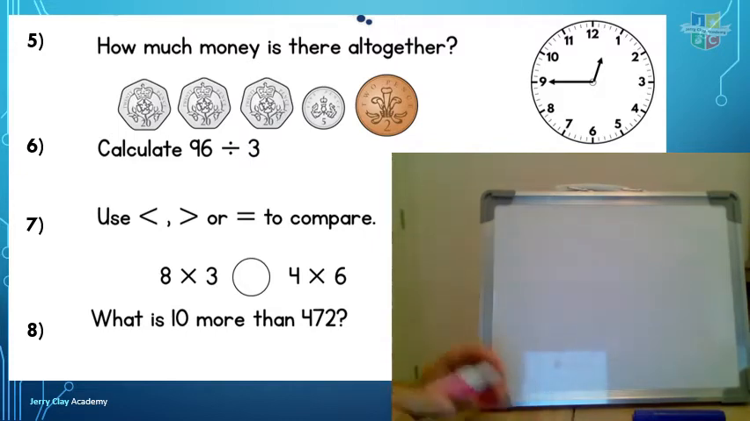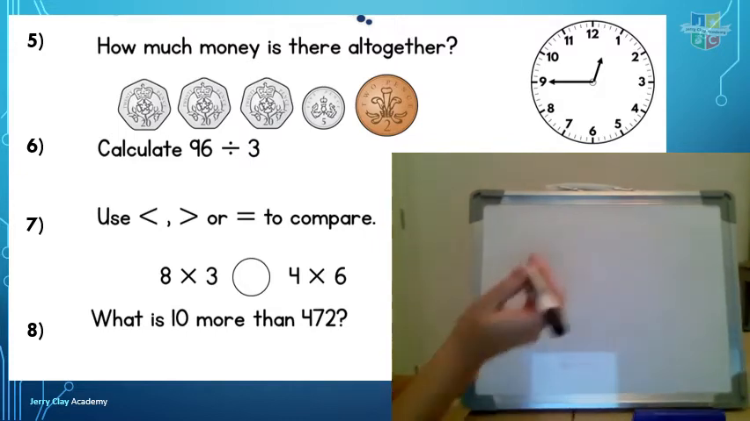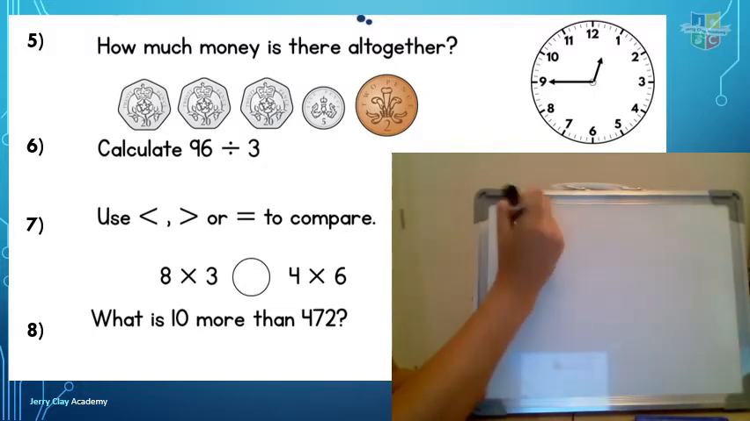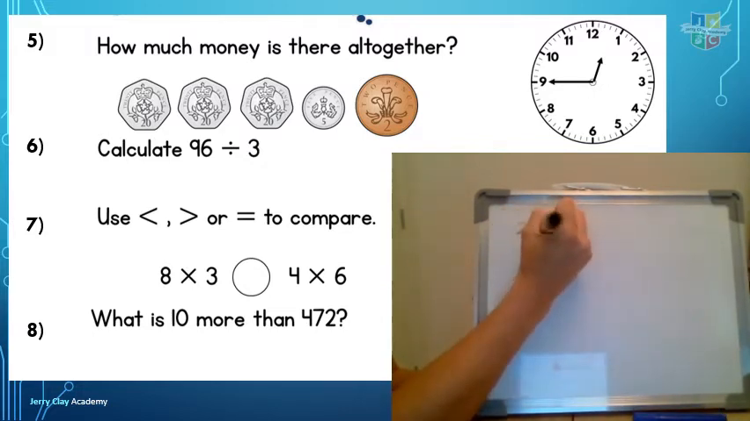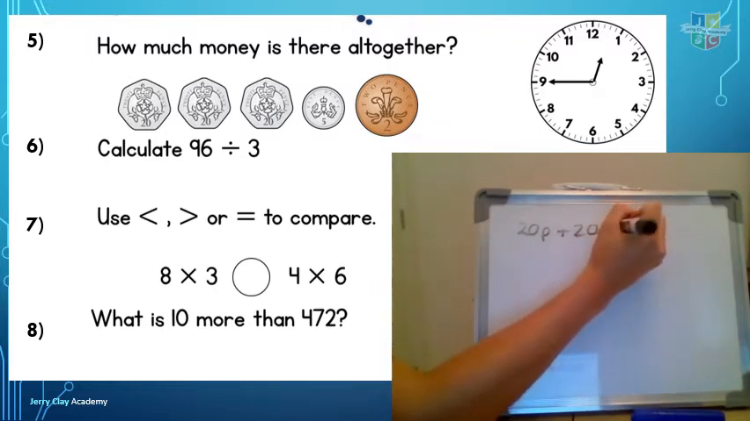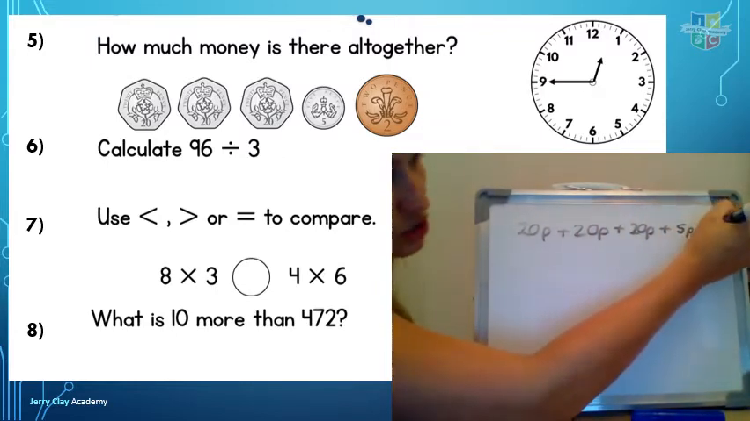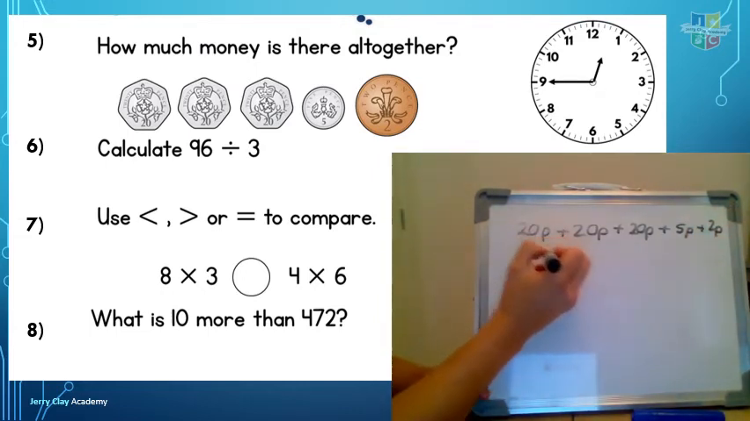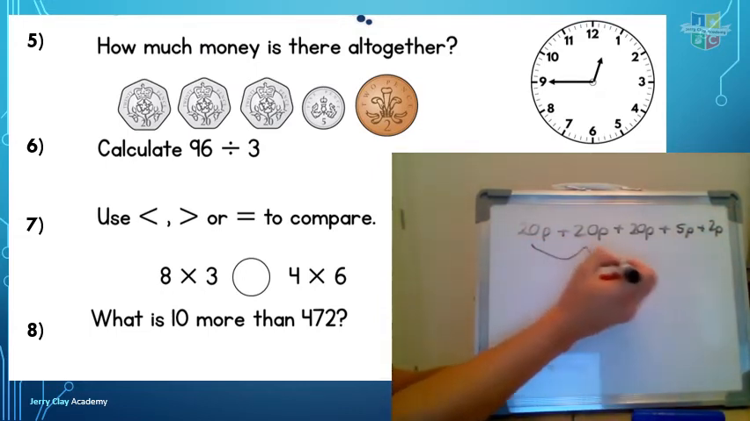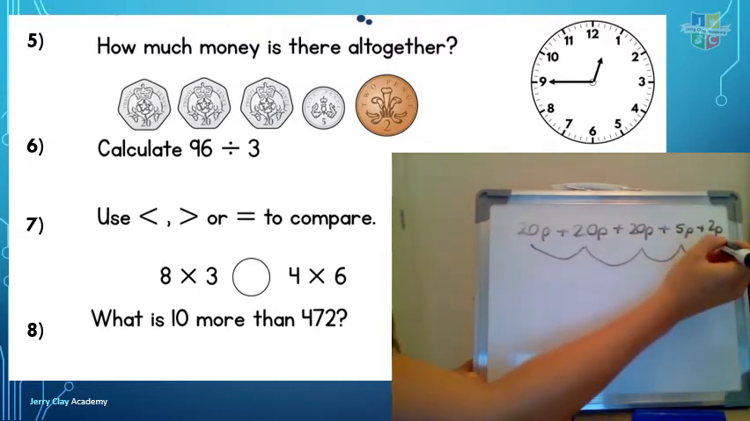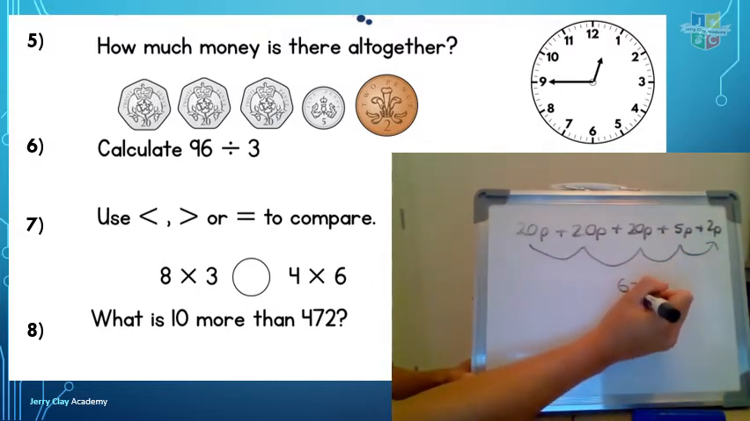Okay, so we want to know now how much money do I have altogether. We can see that I have got a 20p, so if I write it down, 20p, add 20p, add 20p, add 5p, add 2p. If I go 20, add 20 is 40, add another 20 is 60, add 5 is 65, and add 2 is 67 pence.